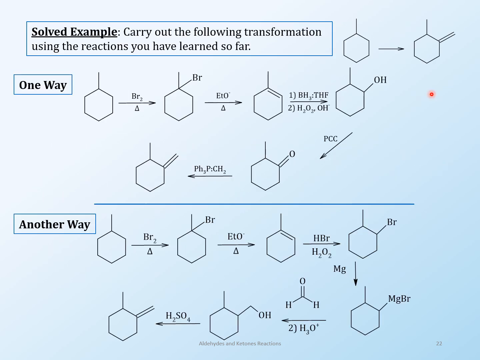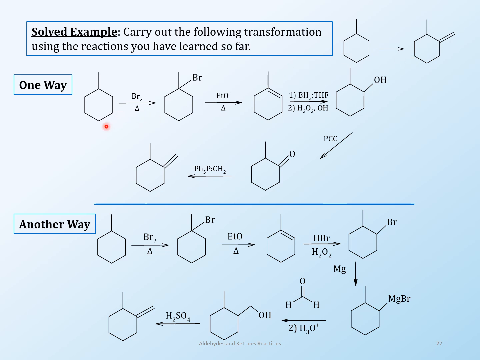Okay, so let's carry out the following transformation. Here is our starting material, just a methylcyclohexane, and this is our product. So we're adding a carbon with a double bond, so an alkene. And the way we can do this is, of course, by carbon-carbon bond formation only, because you're adding a carbon. So the two ways that you can do that is by Wittig and Grignard. Let's take both one at a time.